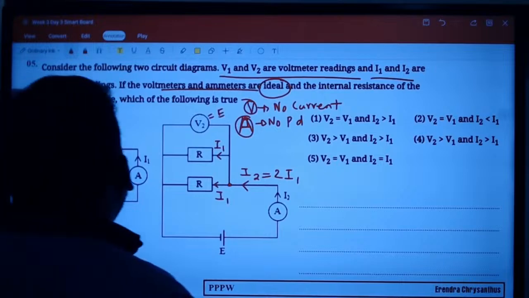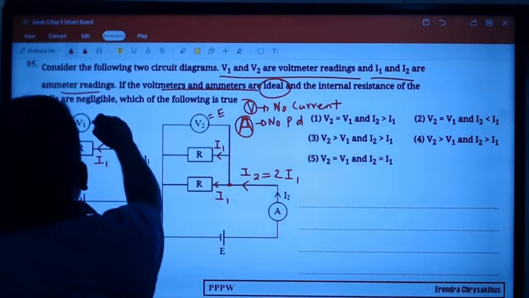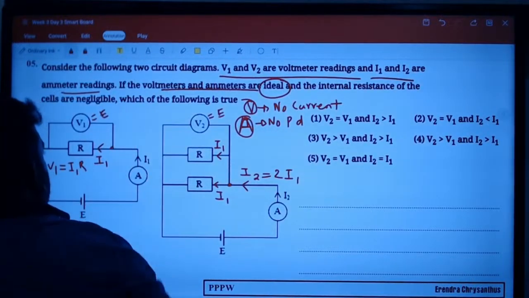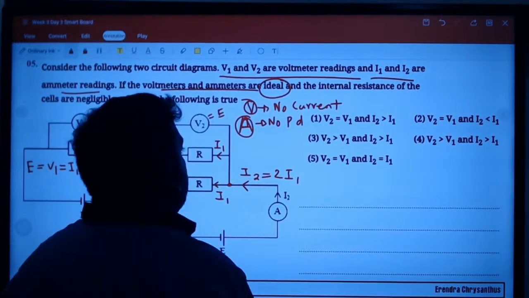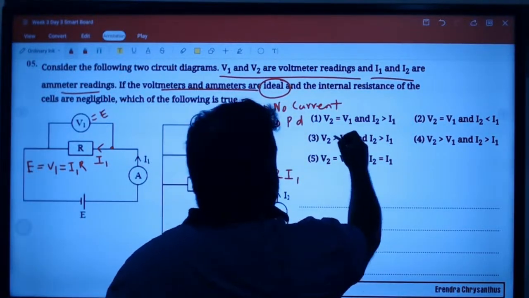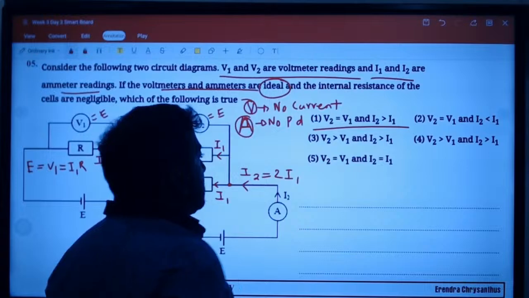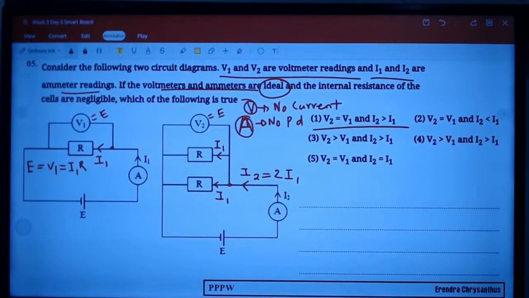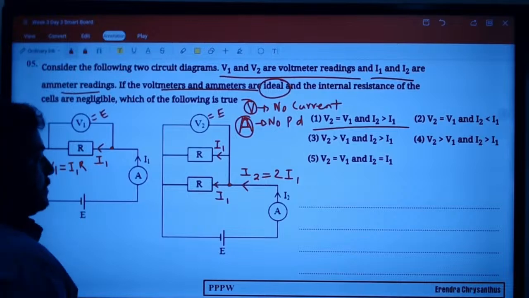What can you say about V1 and V2? Both will be the same, E. What can you say about I1 and I2? I2 is larger than I1. So V1 is equal to V2, and I2 is larger than I1. Correct answer is answer number 1. Very simple application.